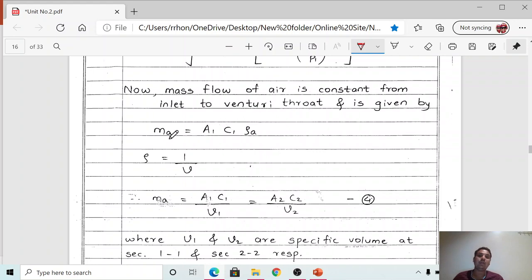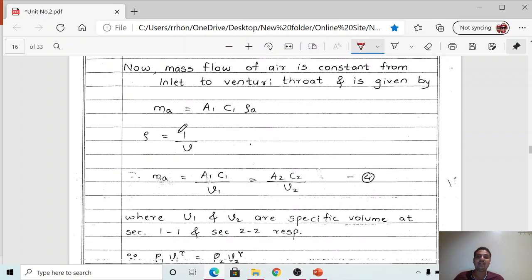We know the mass of air formula: area into velocity into density. So for section 1-1, the formula is A1 into C1 into density of air. Density is nothing but 1 divided by specific volume, 1 by v, where small v stands for the specific volume. This is the standard formula of density. So in this case, we have to write the equation in the form of specific volume. Rewrite the equation: mass of air is equal to A1 into C1, and instead of rho, we can write 1 by v for section 1-1, that is 1 by v1.